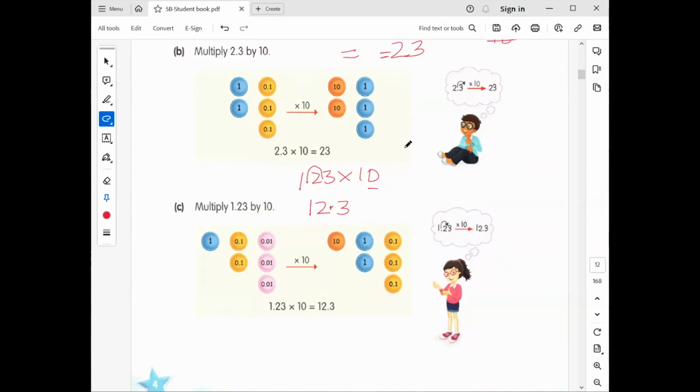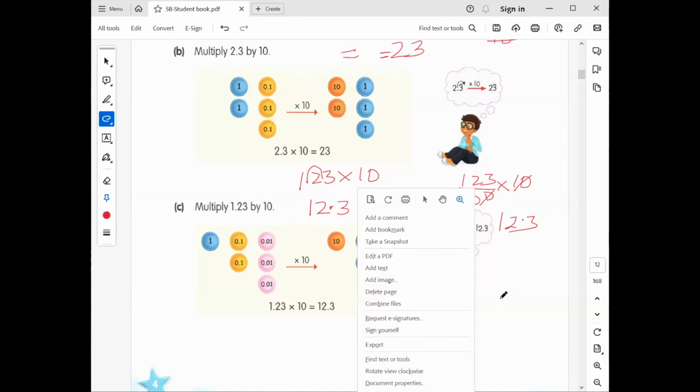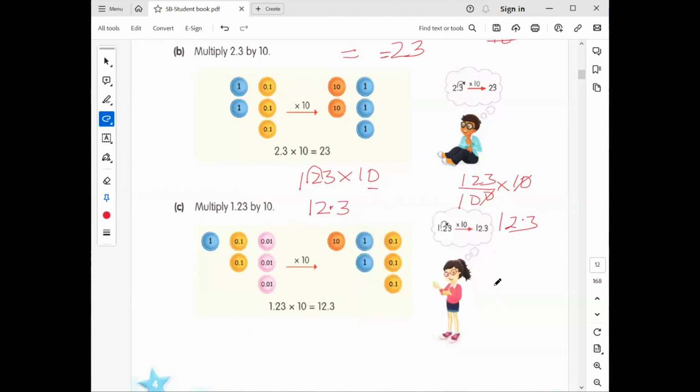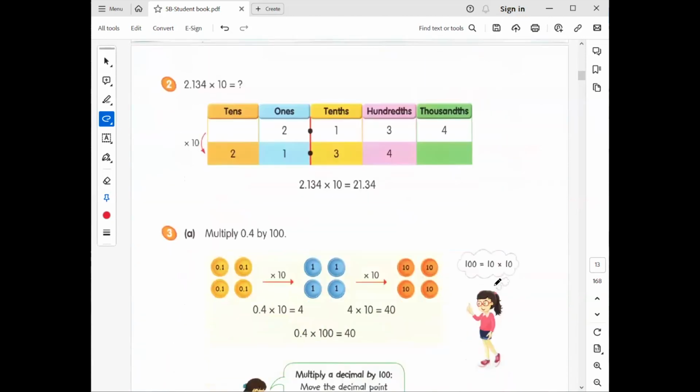And if you see the other way, 1.23 can be written as like this. Now, if we cancel 1 zero, you are still left with 123 by 10. And you have to write this one as like this. Elena, are you okay? Okay. Now, let's look at the next one.